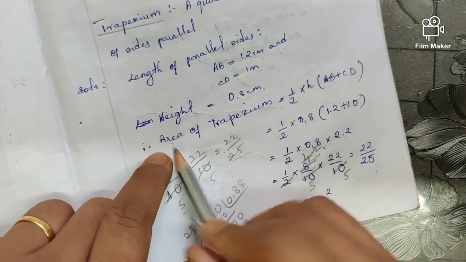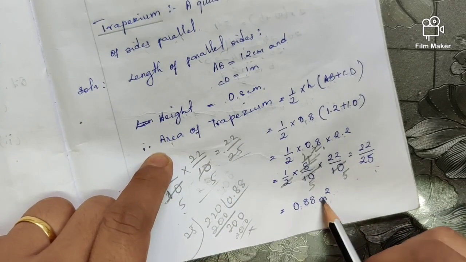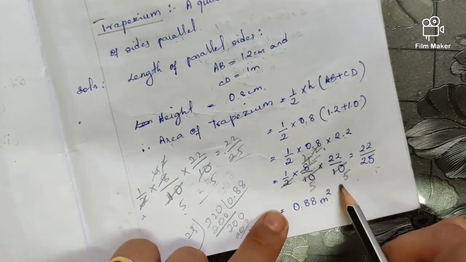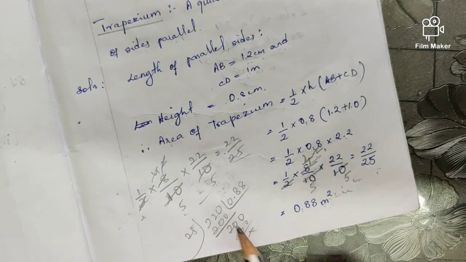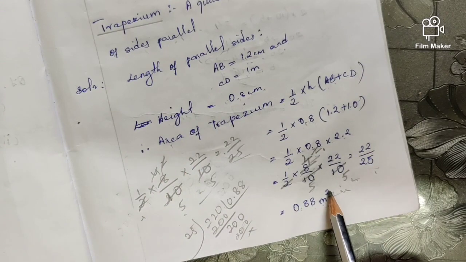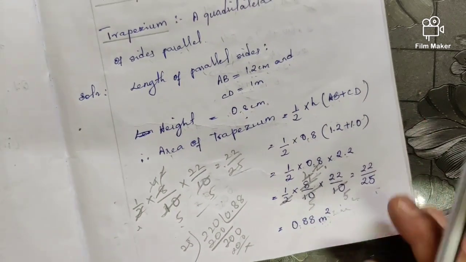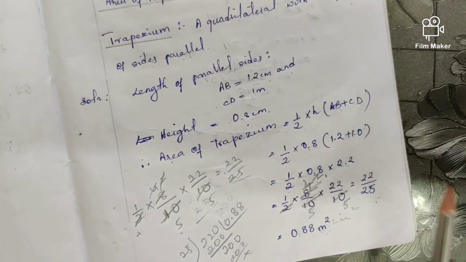Area, the unit will be square unit, if it is meter square or if it is centimeter square, like that. Area always has a square unit. Understand? That is question number 1.